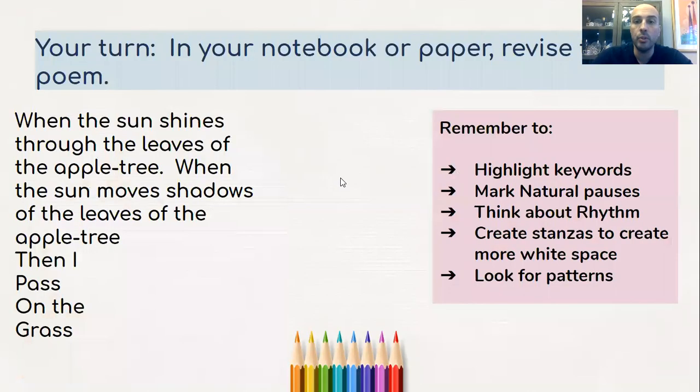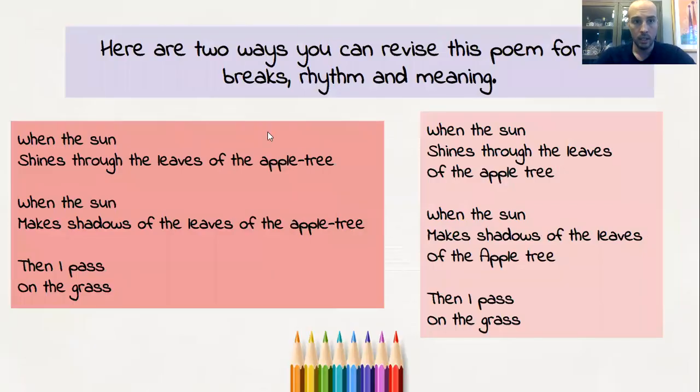Okay, now it's your turn. I want you to go ahead and try this in your notebook with this poem. Go ahead and quickly write down this poem in your notebook. When the sun shines through the leaves of the apple tree, when the sun moves shadows of the leaves of the apple tree, then I pass on the grass. Highlight key words. Mark natural pauses with the slash marks. Think about the rhythm you want to create. Then you're going to create stanzas to use more white space and look for patterns.